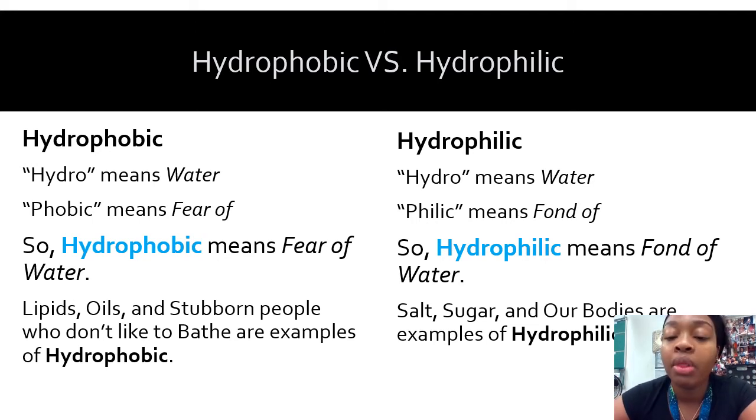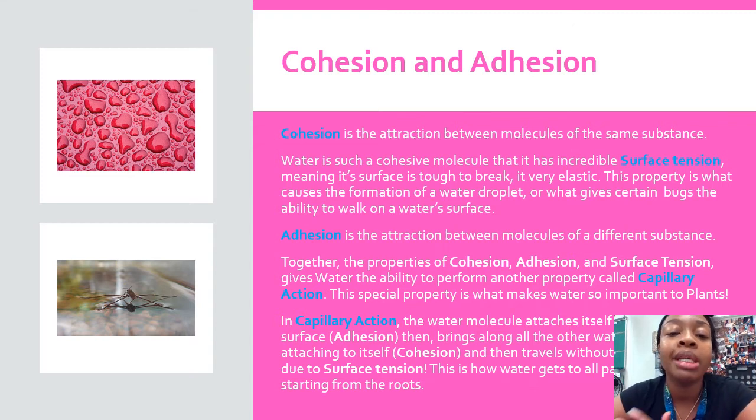They don't like water. Hydrophilic, on the other hand, means fond of water. So salt, sugar, our bodies, those are things called hydrophilic. We like water. Our body needs water. Salt and sugar easily dissolve in water, and so on and so forth. All right, so bringing back in the hydrophilic, water likes itself. So cohesion and adhesion are really big, unique properties of water. A lot of things are cohesive, a lot of things are adhesive, but water is a little bit different.